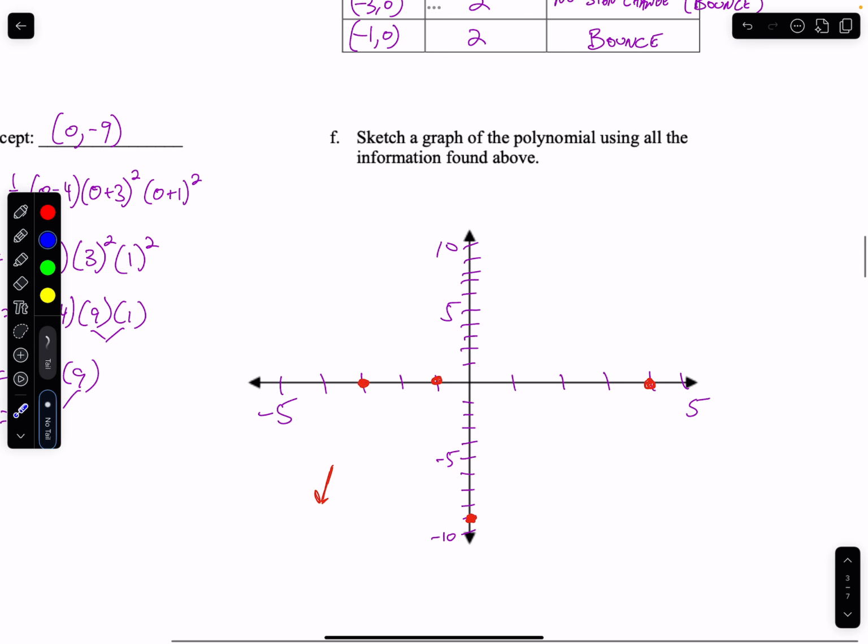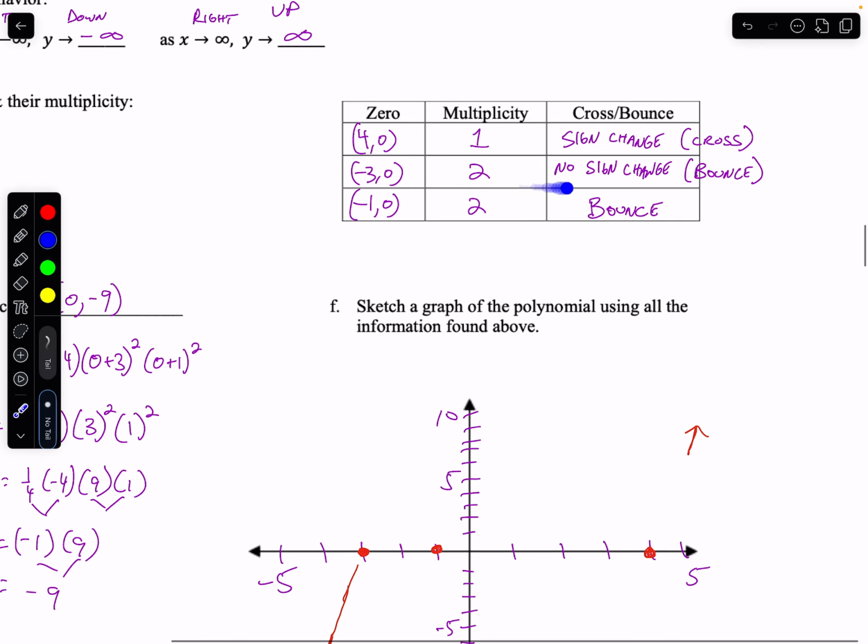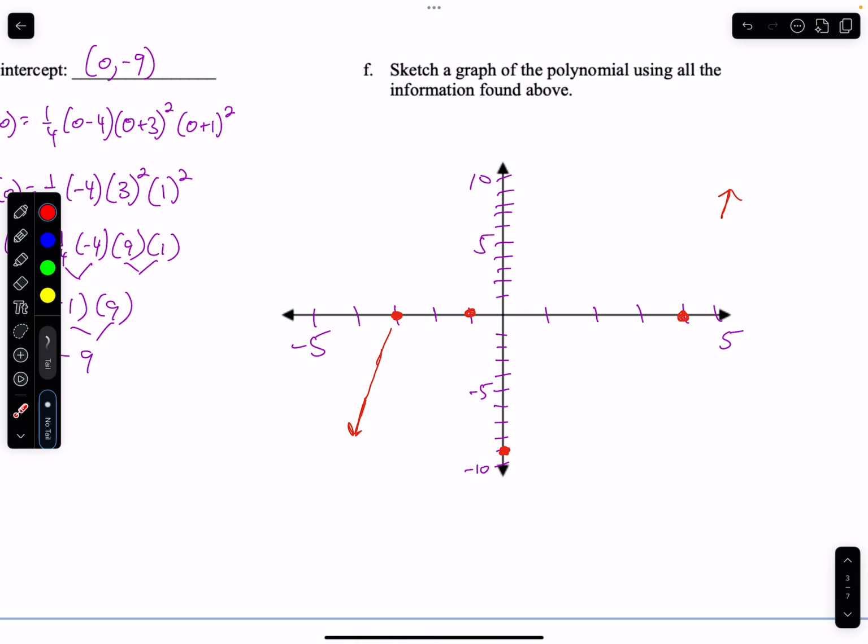After I leave this 0, I don't know if I'm bouncing or if I'm down here and crossing, but after I leave this 0, I'm going to go up. So I know the end behavior finishes up. So we start by filling that in. Now we're going to fill in all the middle stuff. So I'm going to come up and go to this 0. And at the 0, -3, we have to see if it bounces or crosses. No sign change, it bounces. Its multiplicity is 2, so it's like a little mini parabola.